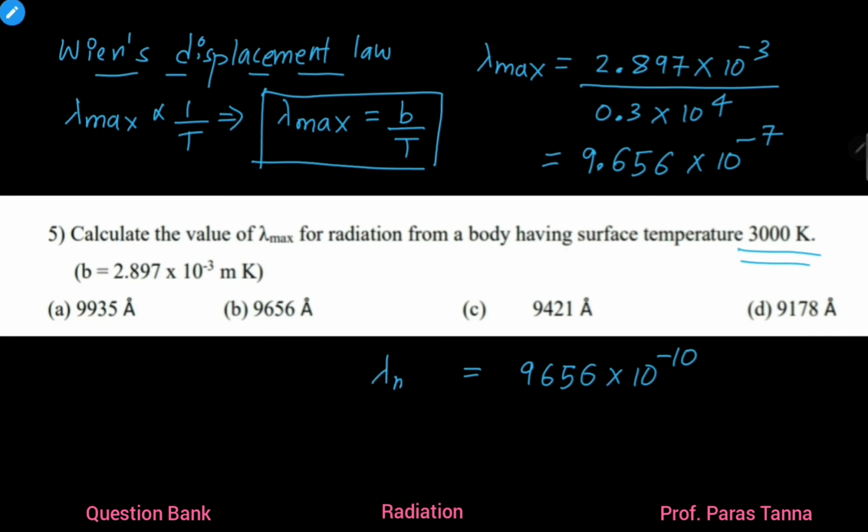So students, we got lambda max in SI unit. That means this is 9656 into 10 raised to minus 10 meter. That is 9656 Angstrom. And that's why the correct answer is option B 9656 Angstrom.